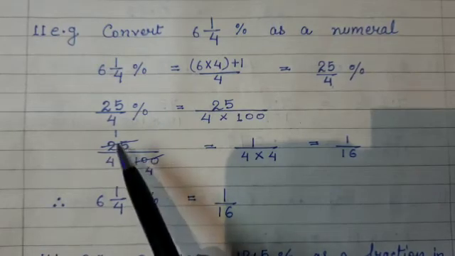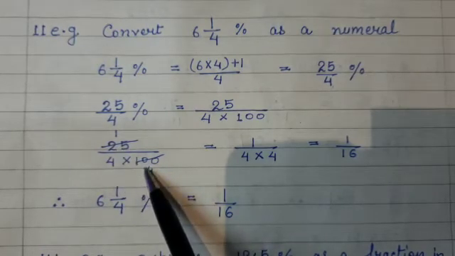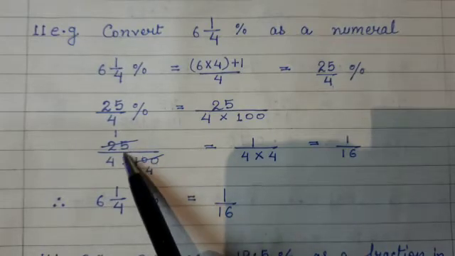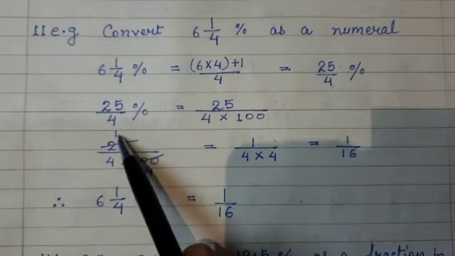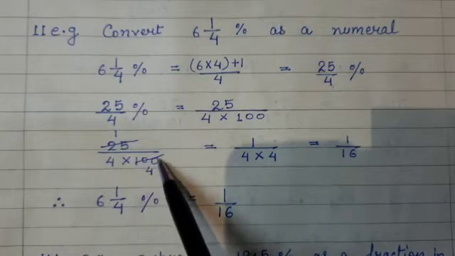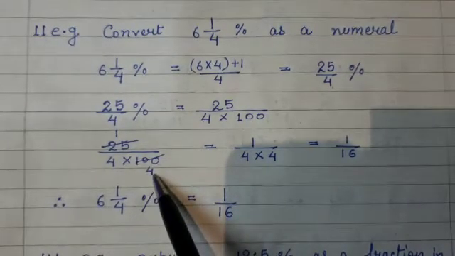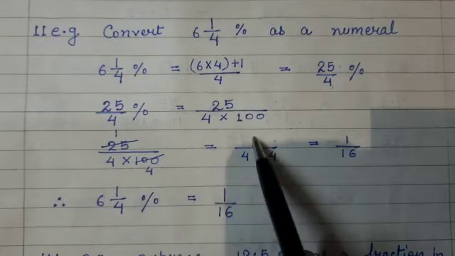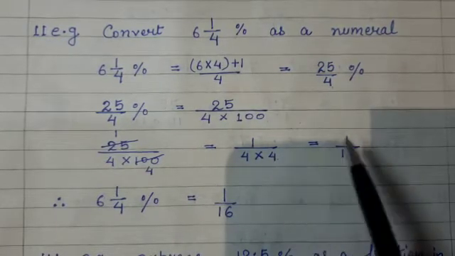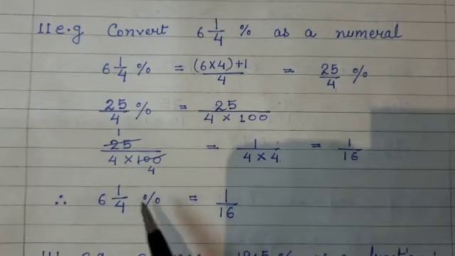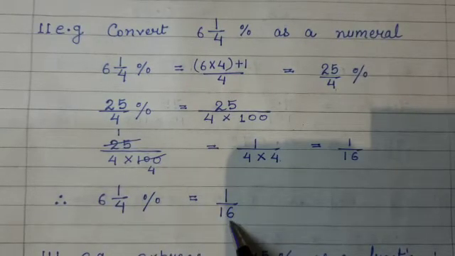Now this 100 and 25, this 100 is divisible by 25. When we divide by 25, 25 divided by 25 is 1, and 100 divided by 25 is 4. Therefore, finally, we get 1 upon 4 into 4, and it is 1 upon 16. So, we can say 6 whole 1 upon 4% is equal to 1 upon 16.